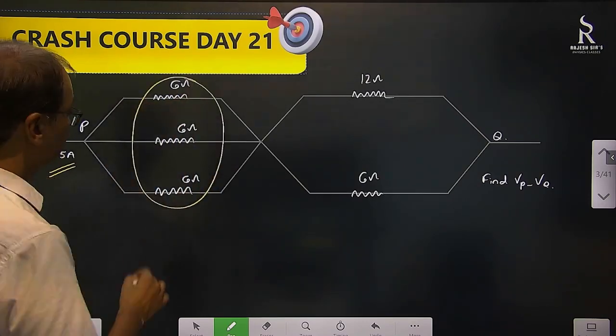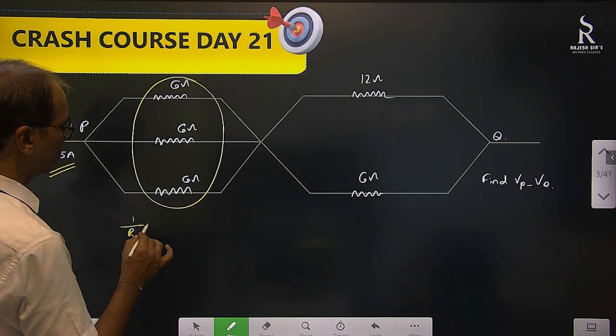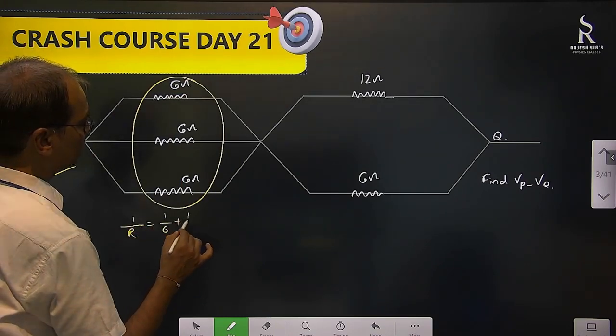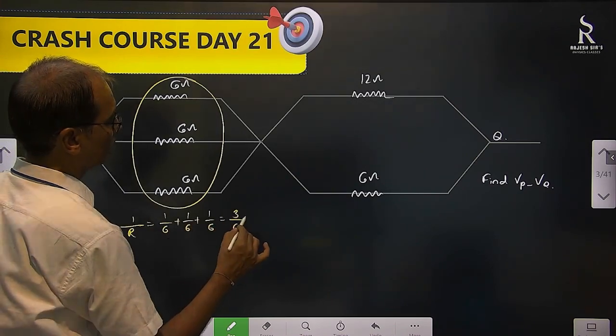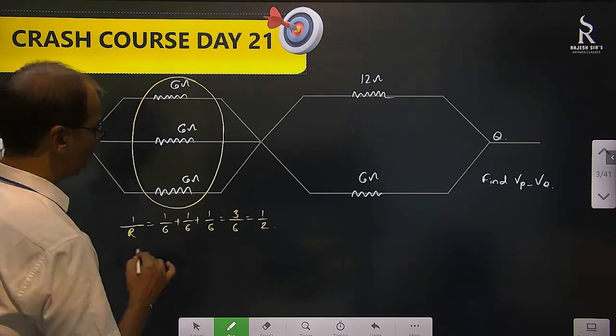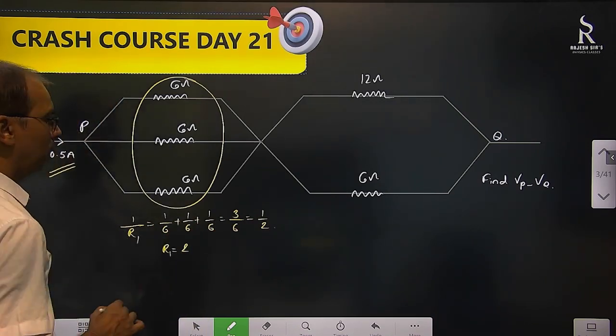That means connected parallelly. So 1 by 6 plus 1 by 6 plus 1 by 6, that is 3 by 6, that is 1 by 2. So R is equal to 2. R1 we will say, R1 equal to 2.